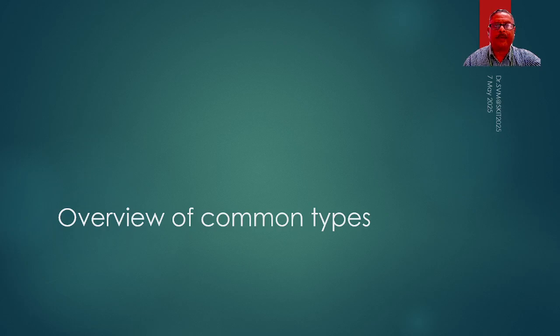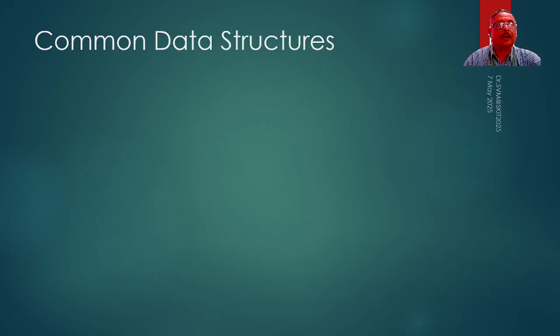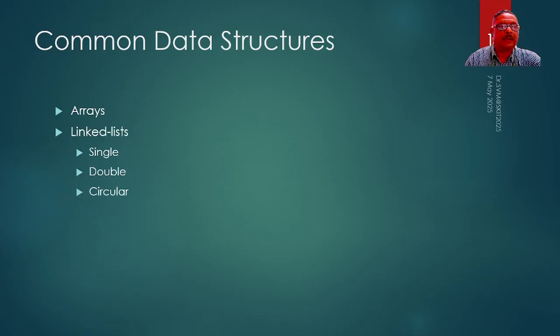Hello friends, welcome back. Now let us see some common types of data structures. The commonly used data structures are arrays, linked lists, maybe single linked list or a double linked list or a circular linked list, a stack or a queue, trees, and we have graphs.